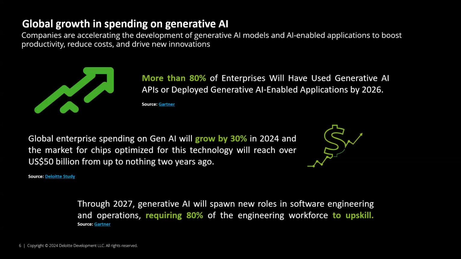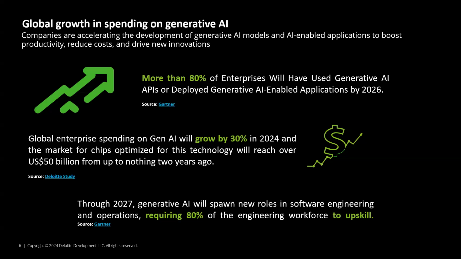The upper one shows that more than 80% of enterprises will have used Gen AI APIs or deployed generative AI-enabled applications by 2026. It covers more and more every sector and industry, and it's not specific to certain industry sectors or companies. It's really affecting more or less everybody from the business side, because there are so many areas where you can use AI. So really more than 80% by 2026, within the next 2 years.